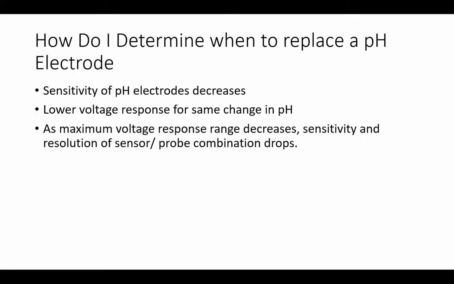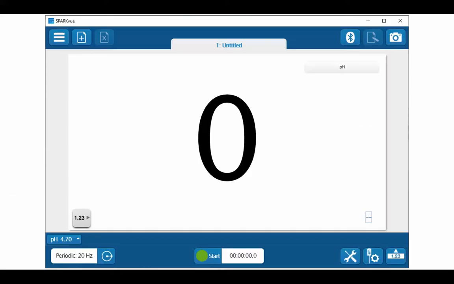For instance, if a pH probe is stored in a solution that does not have the proper ions in it, the active ions will leach from the glass, which will cause the responsiveness of the probe to decrease more quickly. This lower responsiveness means that a lower voltage response will occur for the same change in pH. As the maximum voltage response range decreases, the sensitivity and resolution of the sensor probe combination will drop.